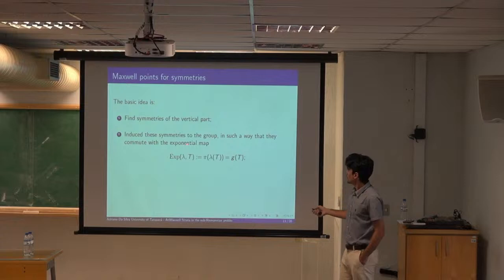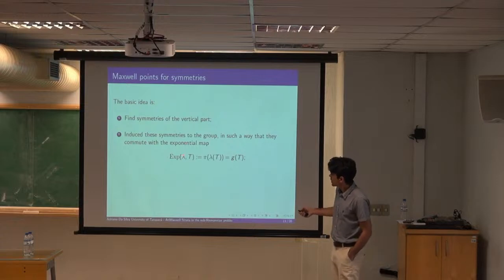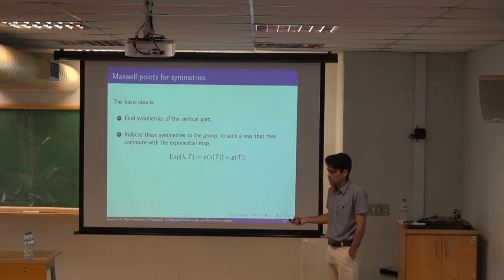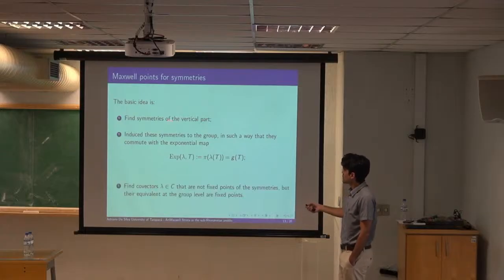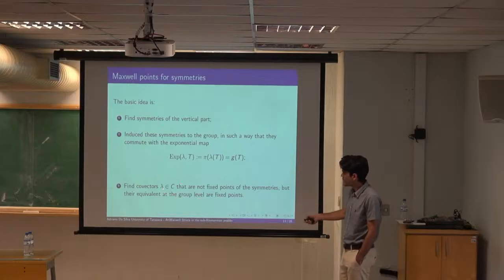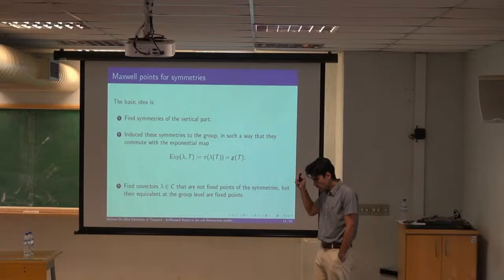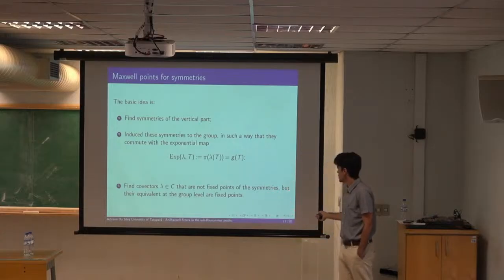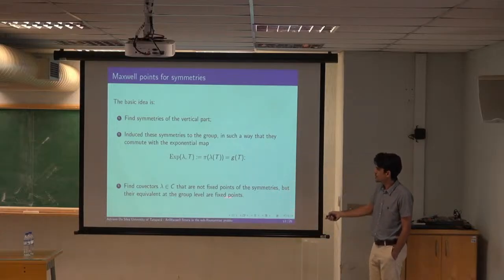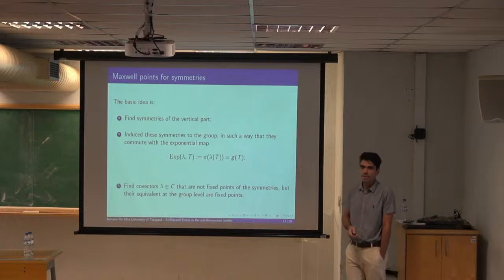Okay, so this is a map from a cylinder associated with the covectors, and at time t you look at the solution there on the cotangent bundle of the Hamiltonian and project. That's the geodesic, the exponential. So you induce the symmetries here, and then we find covectors that are not fixed points for the symmetries on the cotangent bundle. However, their projection at time t is fixed. So that's the basic idea.